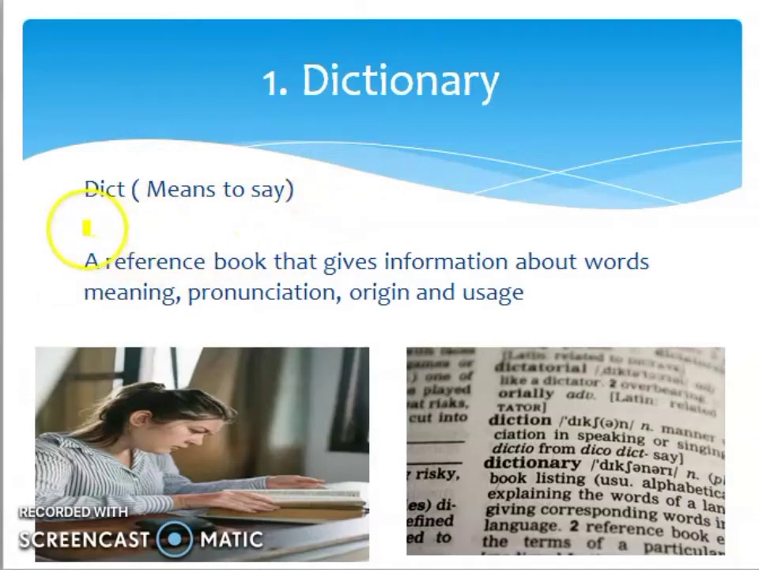What is a dictionary? A reference book that gives information about words, meaning, pronunciation, origin of words, and usage of words. So whenever you refer a dictionary, it provides you information. It says or it speaks about what? Words and meanings, pronunciation, origin of words, and their usage. Alright? Let's move to the next.